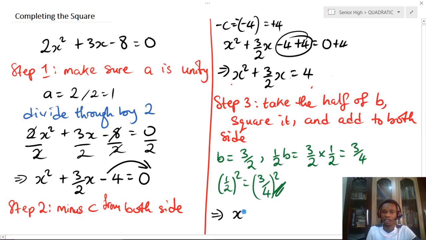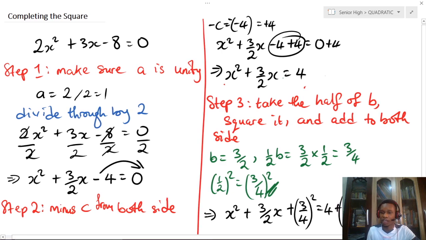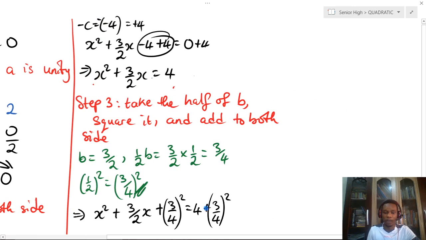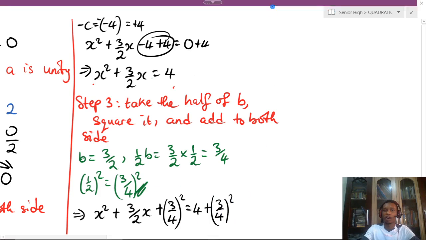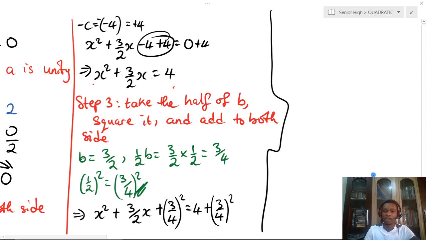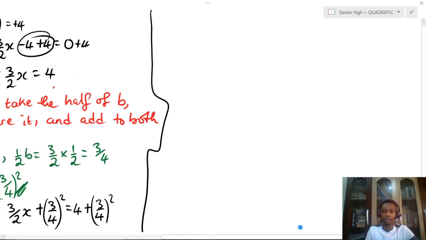So we have our new equation as x squared plus 3/2x, then adding the new value, 3/4 squared, is equal to 4 plus 3/4 squared. I know my face is blocking that part now, but I will shift it out so you see what happens. We added plus 3/4 squared to both sides. Let me separate these and let's continue.